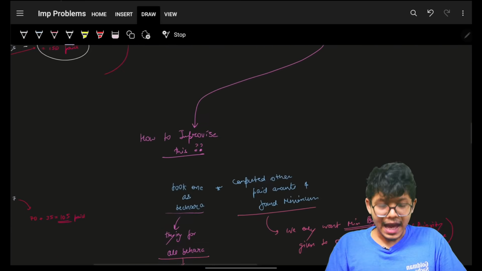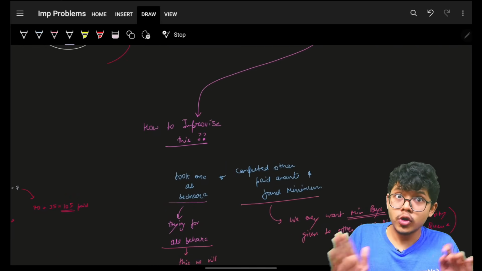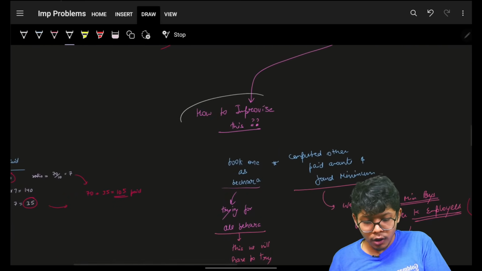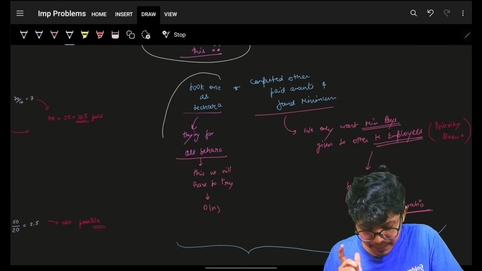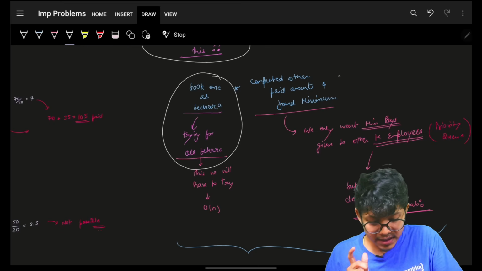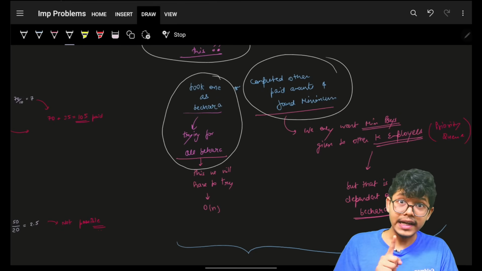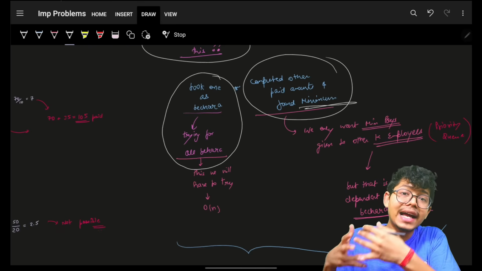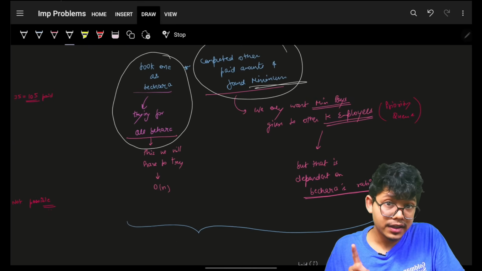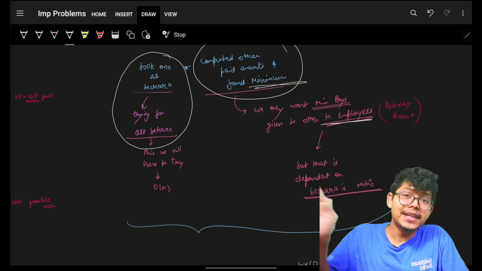Okay, can we improvise it? We have to improvise it. There's no option. We have to improvise it. Now, how to improvise it? Firstly, see what we were doing. We were taking one bechara at a time, and for that one bechara, we were finding out, okay, for others, what is the minimum pay I have to give. And again, for the other K minus 1 employees.